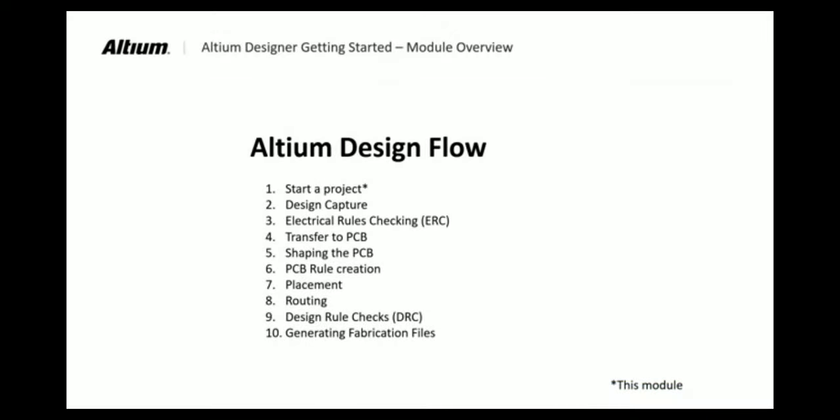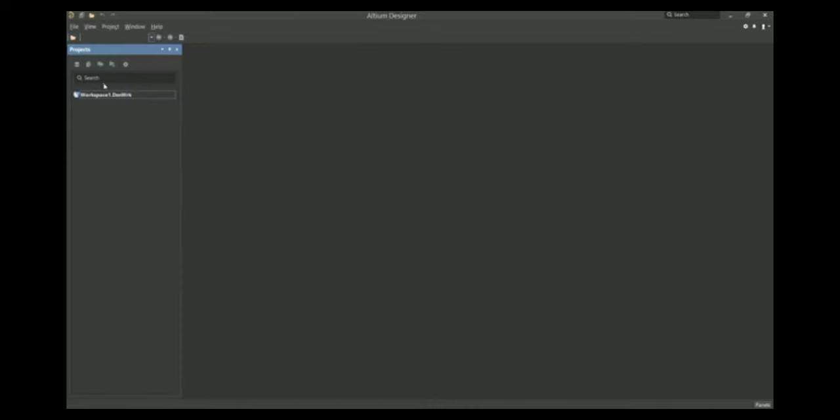performing the electrical rule checking, or ERC, prior to the transfer to the PCB for layout. Once layout's complete, run DRCs, and then generate the needed files for fabrication and assembly. Let's start with a new project.